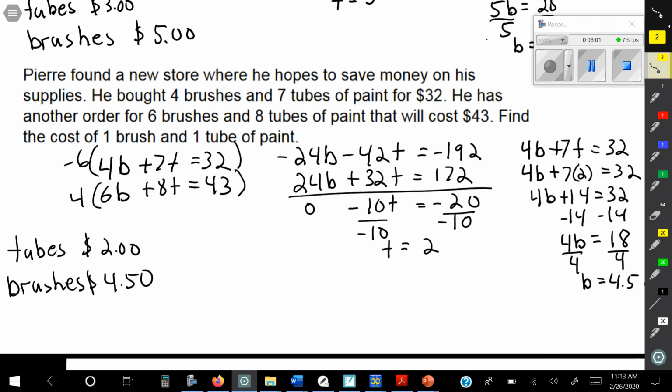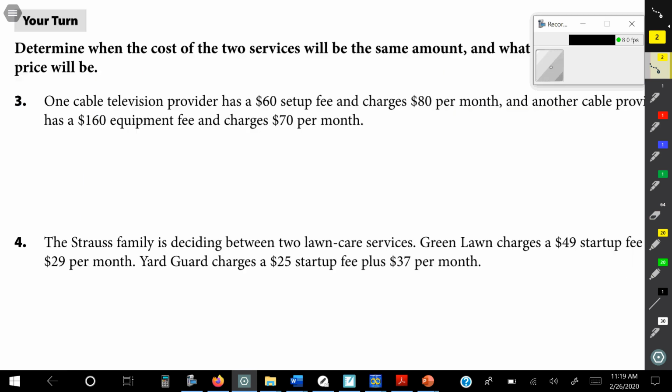Okay, so now let's take a look at an example where it's going to be substitution as opposed to elimination. In this problem, what we want to do is determine if the cost of the two services would be the same amount, at what price will that be? So we want to know when they're equal. So first we've got to set up the equations. Once we do that, we're going to set them equal via substitution and then solve for one and plug it back in to find the other.